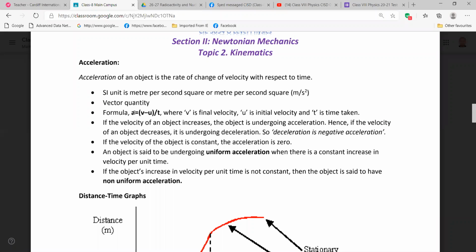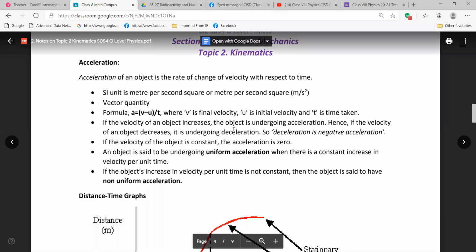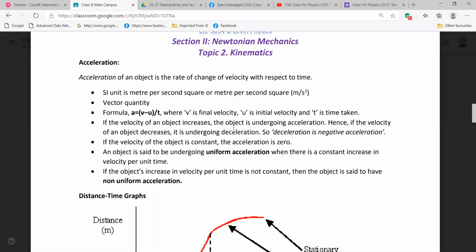Is it clear how the unit is coming? Yes, sir. Meter per second square. Yeah, time is up.